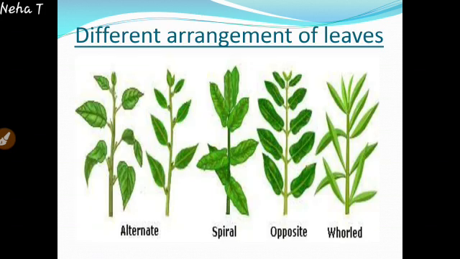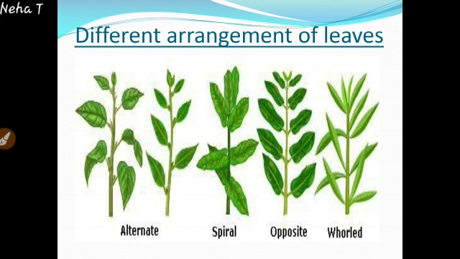Next picture shows you different types of arrangement in leaves. In some plants, leaves grow in alternate pattern, whereas in some spiral arrangement of leaves can be seen. Some have opposite arrangements and some have whorled. You can observe these arrangements of leaves by observing the plants at home around you.